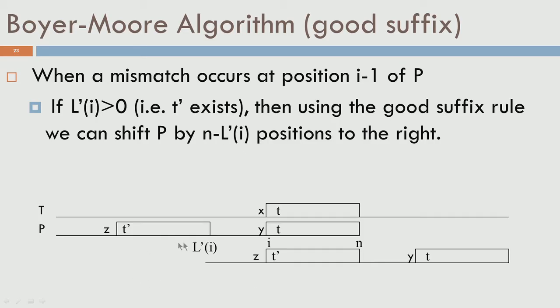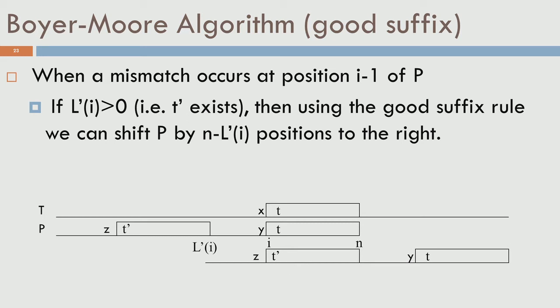So, let us just see this. This is L prime of i. What we do is push the whole pattern, starting from here, n minus L prime of i positions to the right, in which case the alignment is that this t prime gets aligned with this t. So, this is the shift.